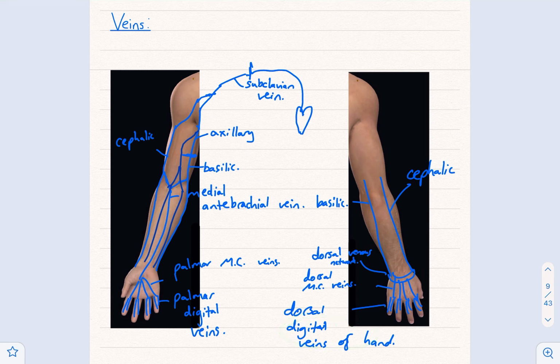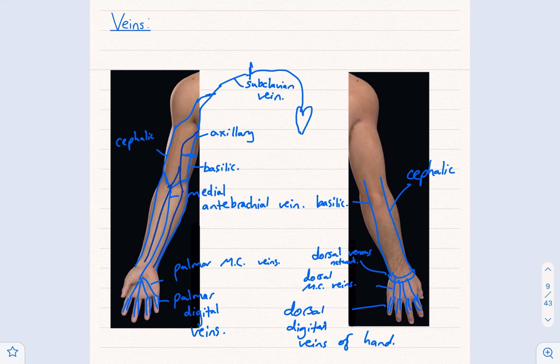On the other side, you've got this Y-shaped vein, I guess: the medial antebrachial vein and the medial cubital vein. The medial cubital vein here is going to be taking blood from the medial antebrachial vein, going down here, which then divides into the palmar metacarpal veins and then the palmar digital veins.